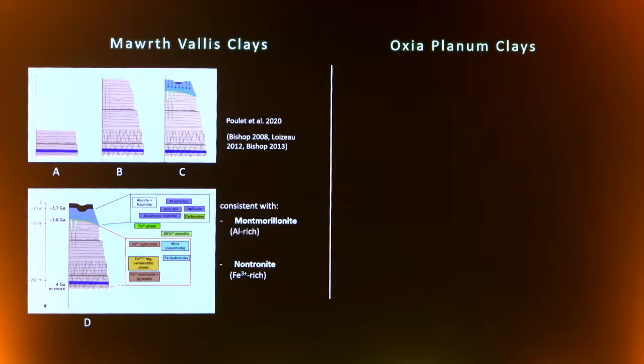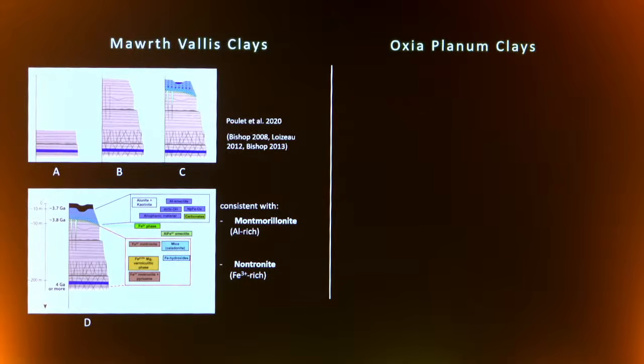About the clay, there is a very dense bibliography on Mawrth Vallis clays. I will be focusing on the basal stratigraphy of Mawrth Vallis. I'm not focusing on the top of the pedogenesis sequence, but on top of it you have aluminium-rich clays, which are mostly consistent with montmorillonite. And at the bottom of the clay sequence, it's mainly nontronite-rich units.